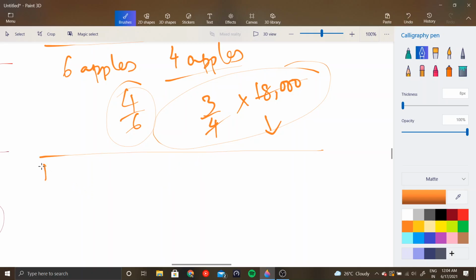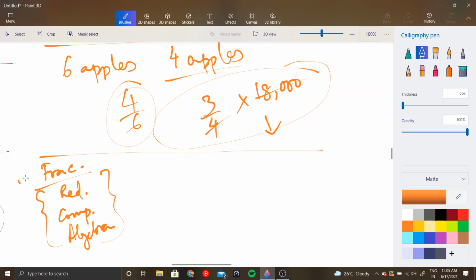We have covered a lot using fractions. We covered all the variations of fractions. We covered how to reduce fractions. We covered how to compare fractions. We covered the algebra of fractions. And that is all that you have in fractions.